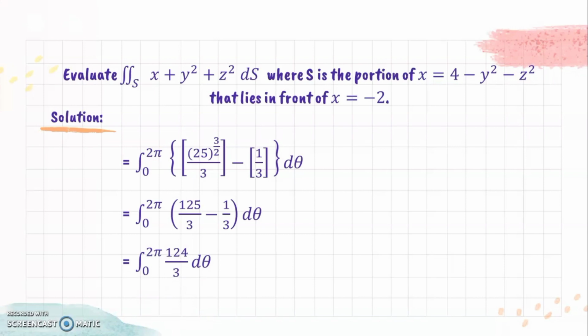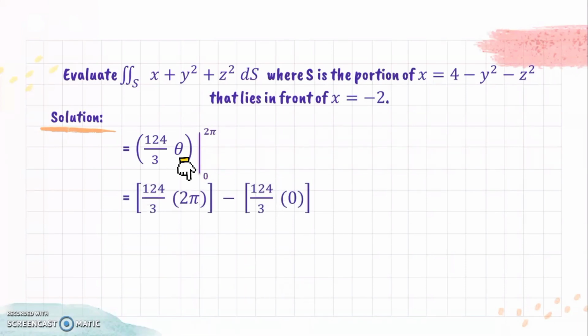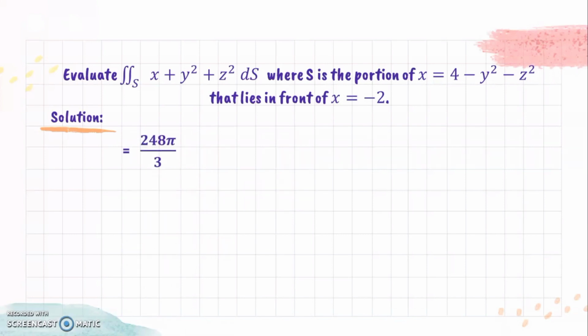So the integral of this constant is just 124 over 3 theta. Now, we will evaluate this from 0 to 2 pi. So let's replace theta with 2 pi. After the minus sign, let's replace theta with 0. So again, let's further simplify this. And there you go. The answer to the given surface integral is 248 pi over 3.